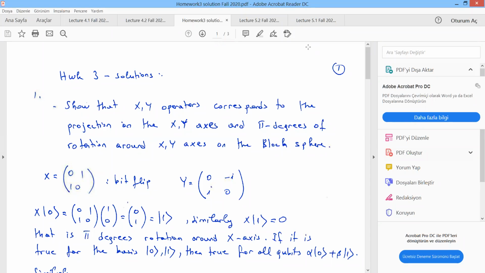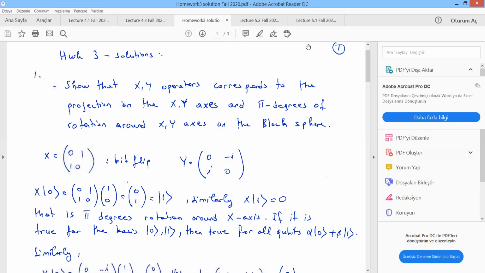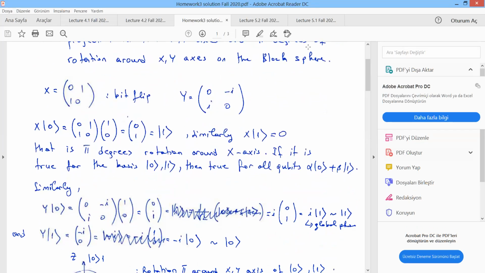Okay, these were the questions for homework 3. The first one was: show that the X and Y operators correspond to the projection on the x and y axes and also to pi radians, 180 degrees, of rotation around the x and y axes on the Bloch sphere. So we had shown this for the Pauli Z operator in the class. Now, similarly, for the X and Y operators.